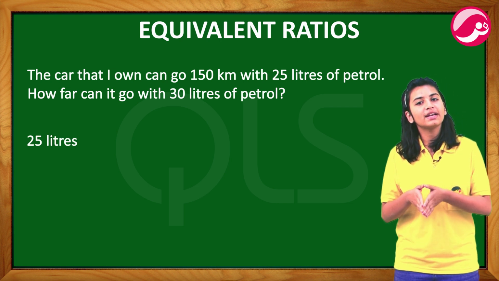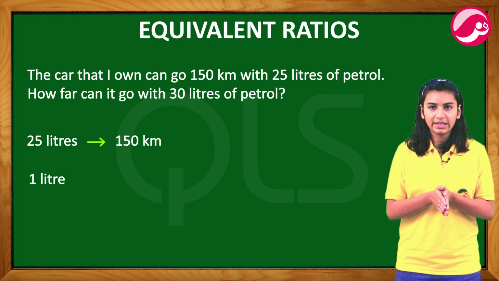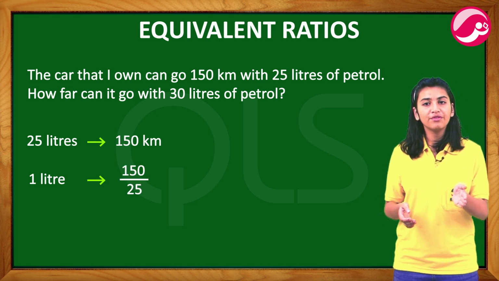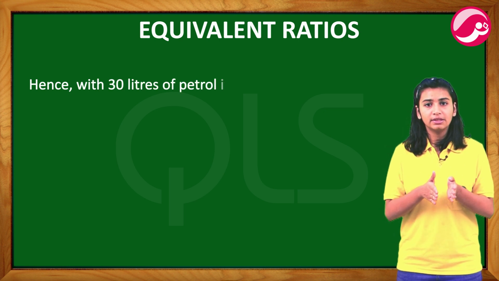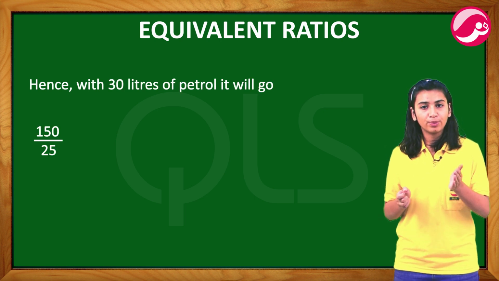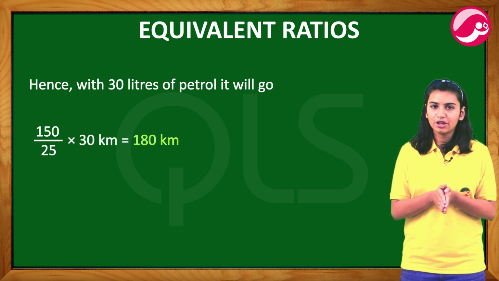Solution: with 25 liters of petrol, the car goes 150 km. With 1 liter, the car will go 150 upon 25 kilometers. Hence, with 30 liters, it will go 150 upon 25 into 30 kilometers, which will be 180 kilometers.